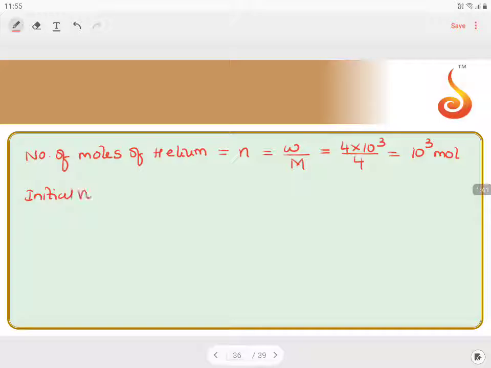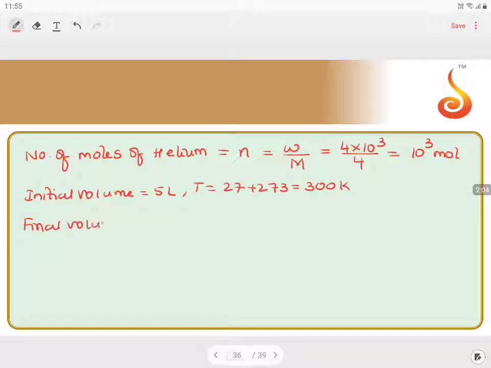Now, what is given as the initial volume? Initial volume is given as 5 liters. Temperature is mentioned as 27 plus 273, which is equal to 300 Kelvin. So can we find the final volume with the data provided?